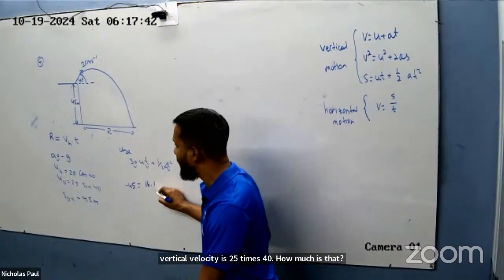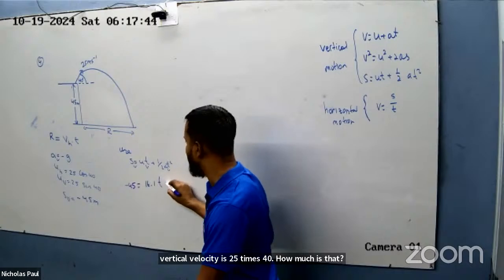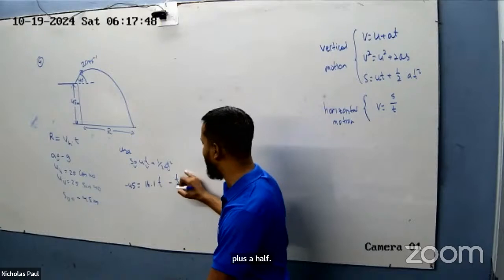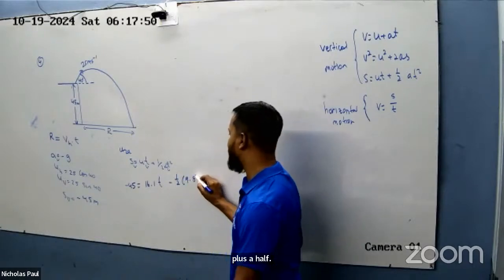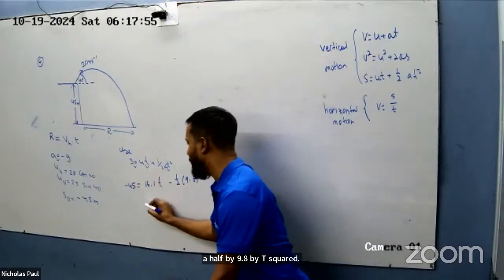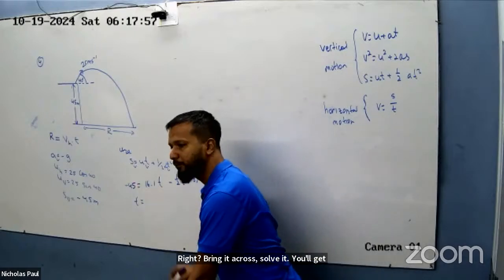16.1 by T plus a half... Sorry, I'm putting the minus one there, right? A half by 9.8 by T squared. Bring it across and solve it, you'll get a quadratic, and the value is what?